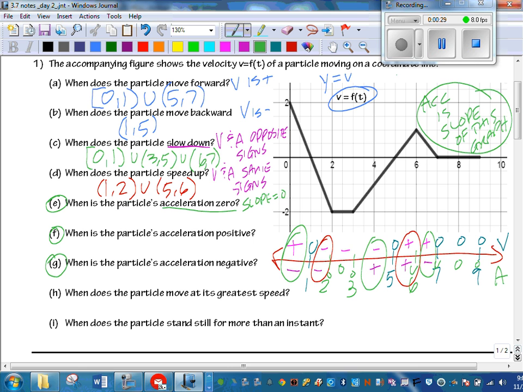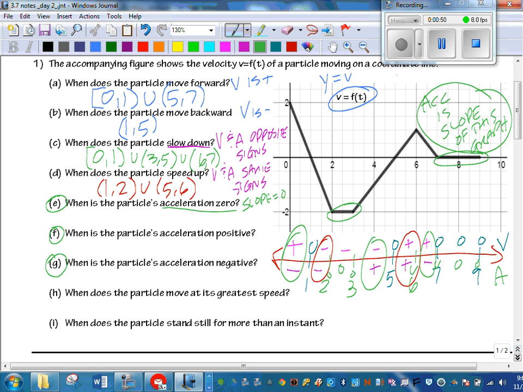Because in the next problem we look at, we're going to be given the graph of position. So in position, slope is not going to be acceleration, it'll be velocity. So you have to keep all of that in mind when you're doing these problems. Alright, so we're trying to figure out when the slope is 0. Well, it's going to happen right here and right here, those two intervals.